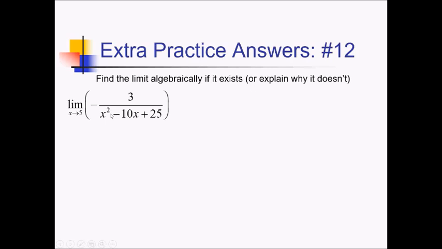So plugging 5 in for x, we're going to end up with, let's see here, 25 minus 50 plus 25. So that's essentially 50 minus 50, which is 0. So we end up with negative 3 over 0. That's undefined. Because it's something that's not 0 over 0, that means that this limit just flat out does not exist, and the problem is over.